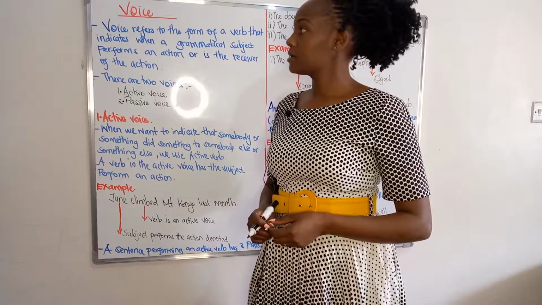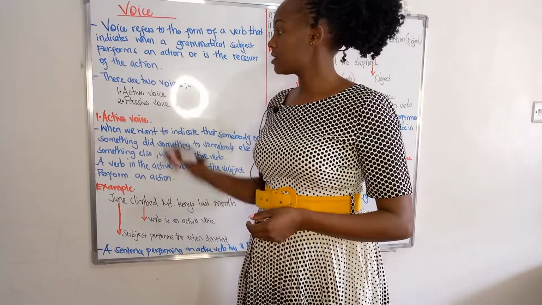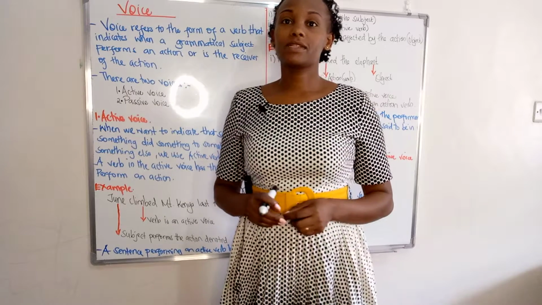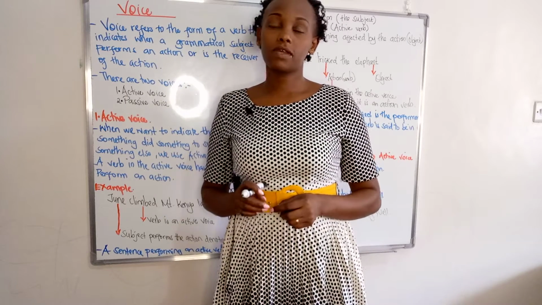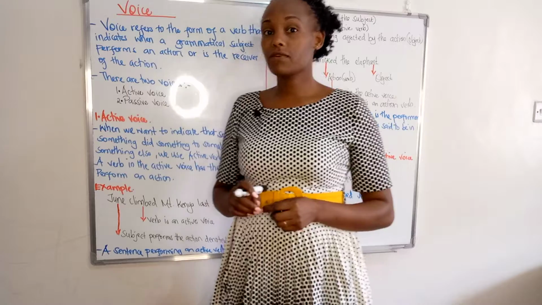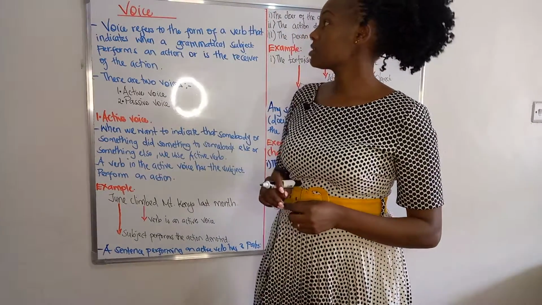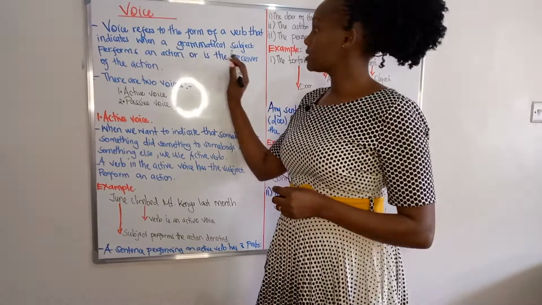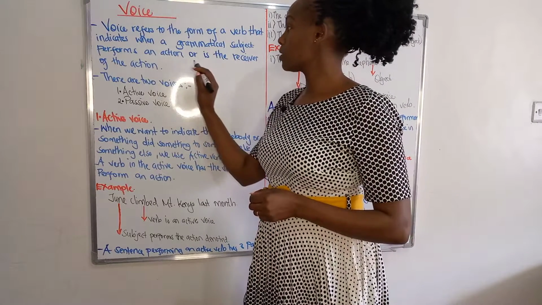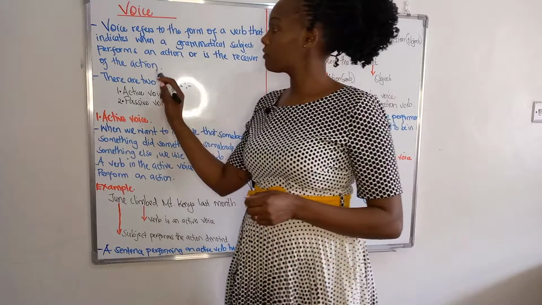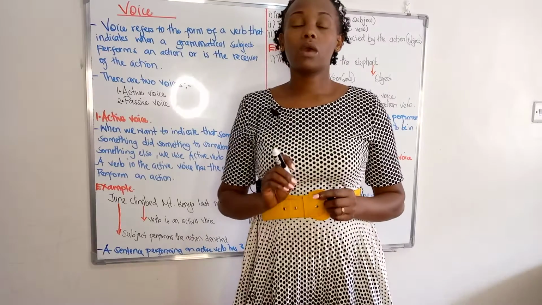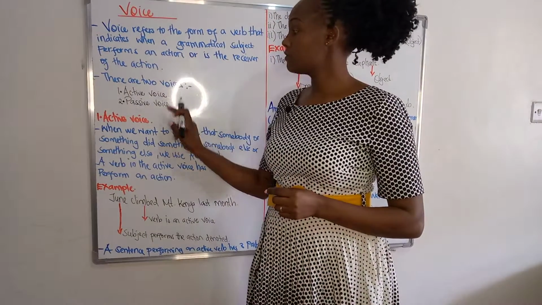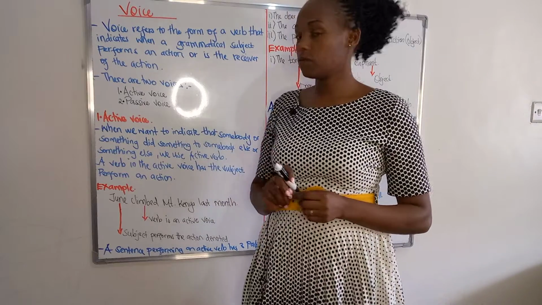Lesson. I'm Janet. We are going to look at voice, the active voice to be precise. Now, a verb in English can take two forms which are referred to as voices. Voice refers to the form of a verb that indicates when a grammatical subject performs an action or is the receiver of the action. We have two types of voices in English: active voice and passive voice.